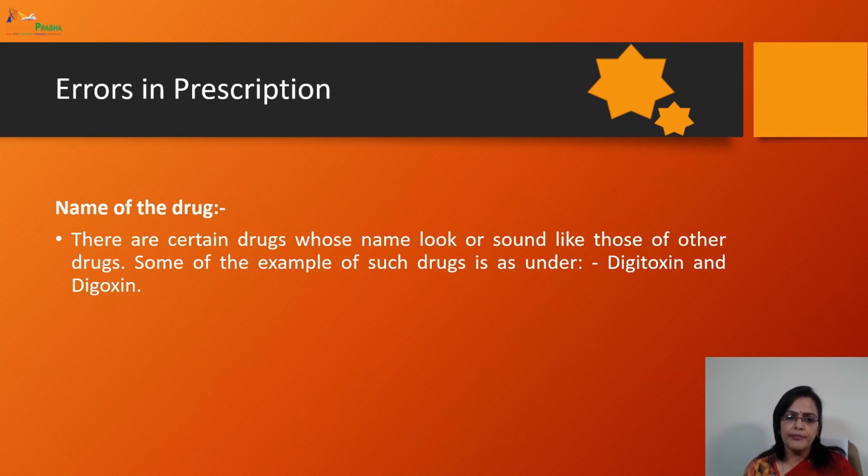Name of the drug. There are certain drugs whose names sound like other drugs. Some examples are digitoxin and digoxin. These are two different drugs, but the names seem a little similar if you do not listen to it properly or do not read it properly. So it may form a kind of error in prescription.